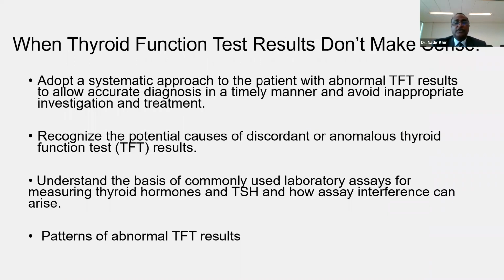So what do you do when thyroid function test results don't make sense? Actually, before that, you have to adopt a systematic approach to the patient with abnormal thyroid function tests to allow accurate diagnosis in a timely manner and avoid unnecessary investigation and treatment. You have to be very careful and recognize the potential causes of discordant or anomalous results, as we just said. You have to know the background of the patient, the past medical history, past medication history, and also understand the basis of commonly used laboratory assays for measuring thyroid hormones and how assay interference arises.